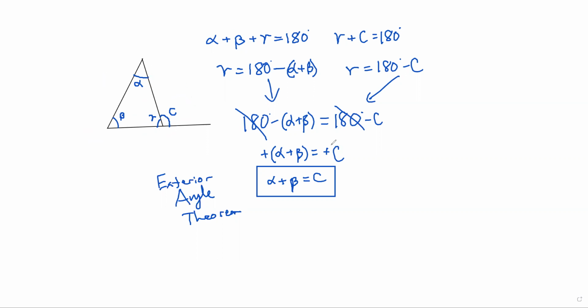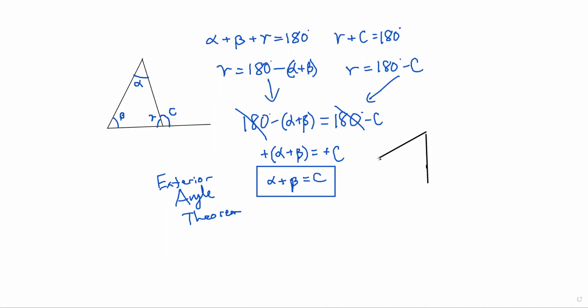That's really useful. If you didn't know that, you would have to first figure out what gamma is by subtracting what you know about the other two angles from 180, and then subtract again from 180 to get C. It just goes straight for the goal. If you know what alpha and beta are, you know what the exterior angle is. So as a very quick example, in case you didn't get it in your head at this point, I'm going to do a very quick example.